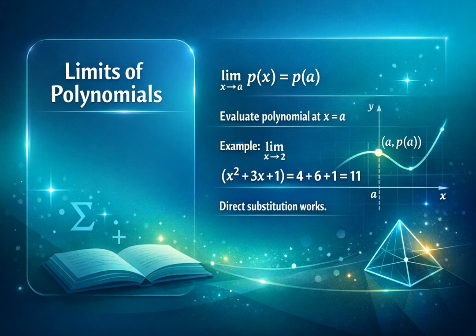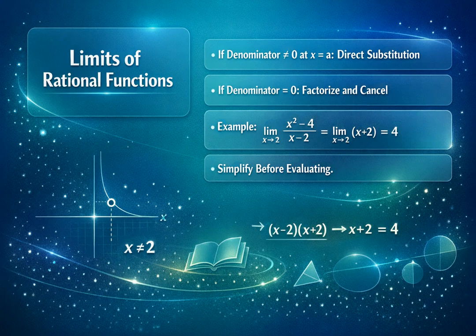For example, limit as x approaches 2 of x squared plus 3x plus 1 equals 4 plus 6 plus 1, which equals 11. Direct substitution works perfectly. For rational functions, if the denominator is not 0 at x equals a, just substitute directly. If the denominator equals 0, factorize both numerator and denominator, cancel common factors, then evaluate.